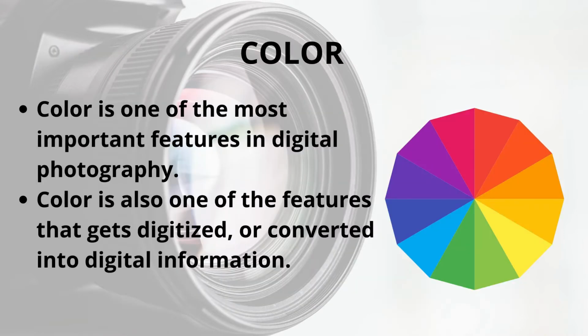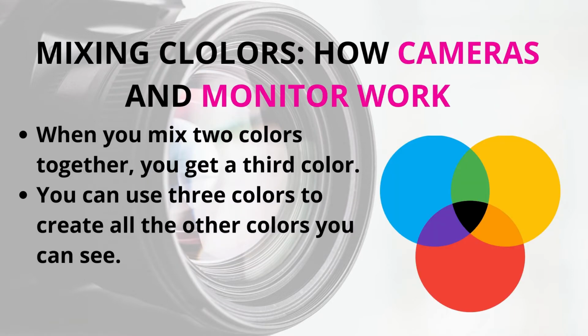Color. Color is one of the most important features in digital photography. Color is also one of the features that gets digitized, or converted into digital information. Mixing colors and how cameras and monitors work. When you mix two colors together, you get a third color. You can use 3 colors to create all the other colors you can see.